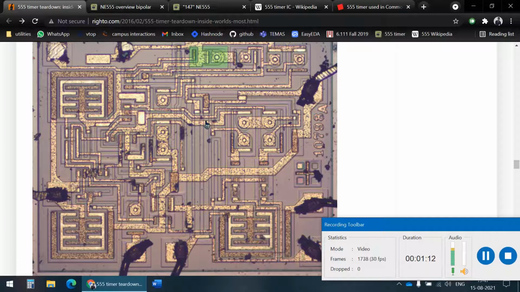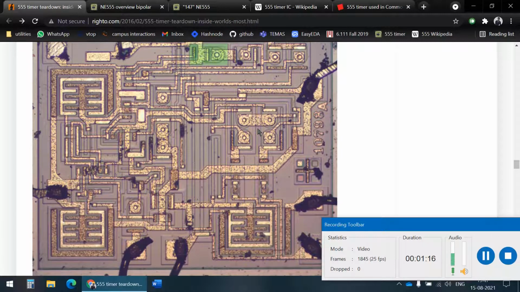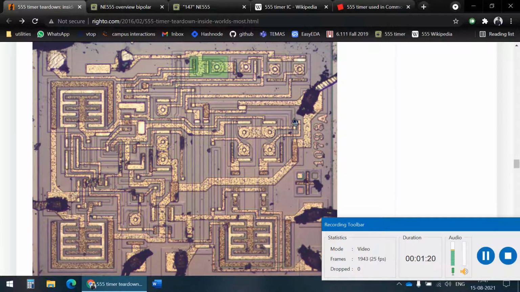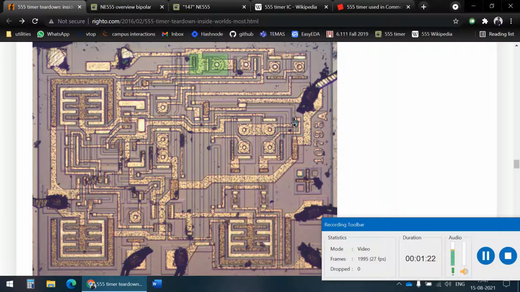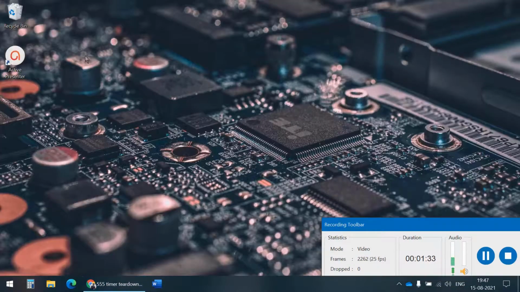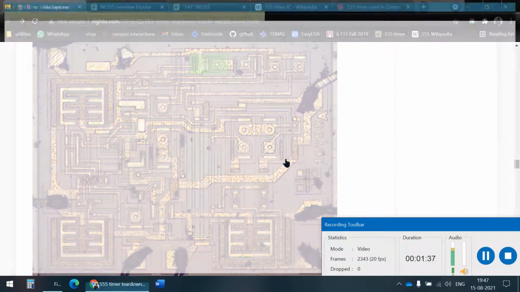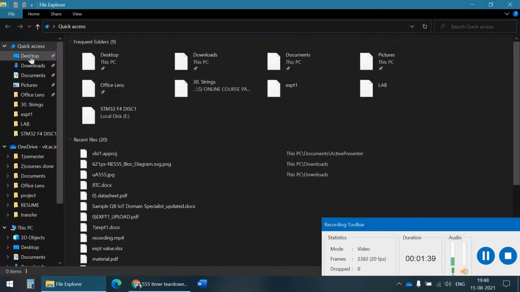So I'm no expert at die images or reverse engineering die images, but from my experience in electronics, you don't have to be an expert. Just start doing it, and then once you do it enough times, you learn. So this is my first die image that I'm going to reverse engineer. So I am actually going to use a die image of a 555 timer.